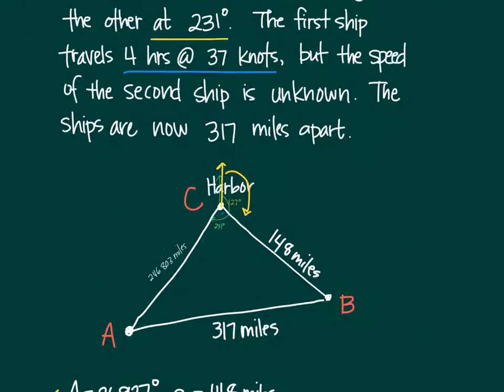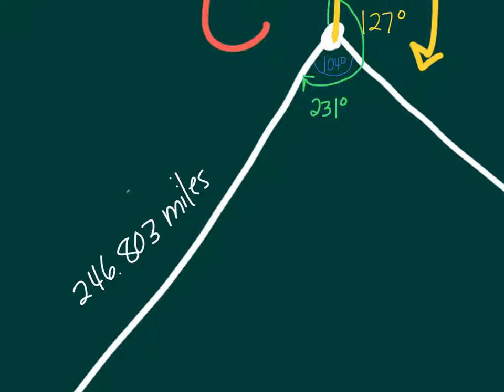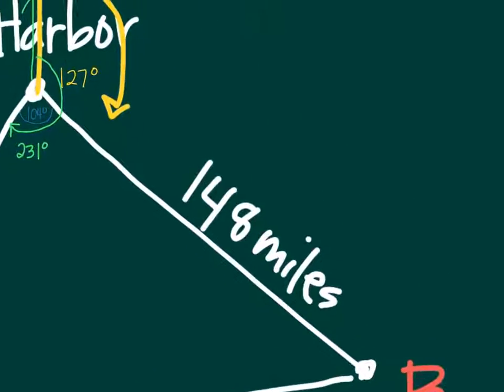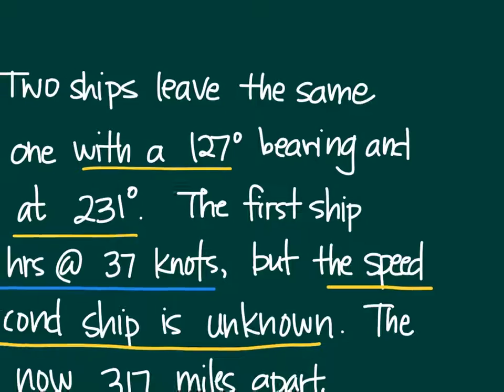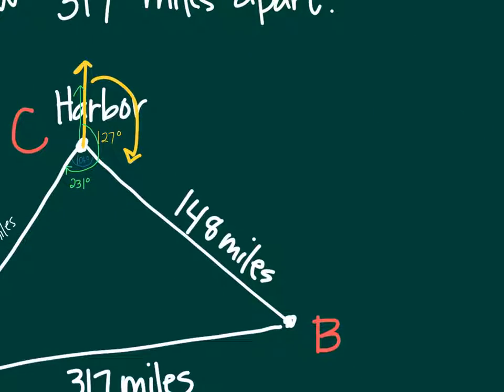It does not tell us the speed, which is actually what we are looking for. The speed of the second ship is unknown. So if it went 246.803 miles, we have to figure out how fast it was going. So remember, on the other side, let's remind ourselves where that number came from. 4 hours, 37 knots, right? It was 4 hours times 37 knots, and that worked out to be 148 miles.